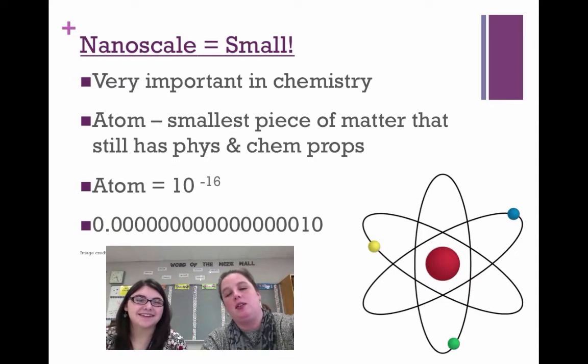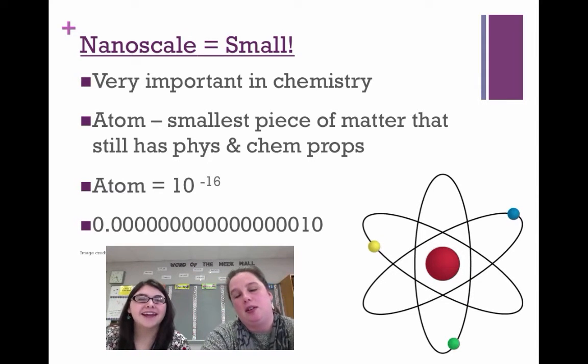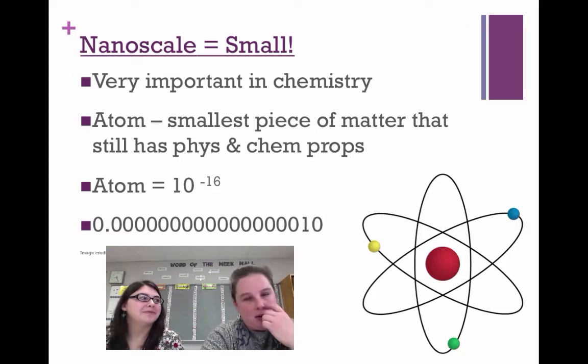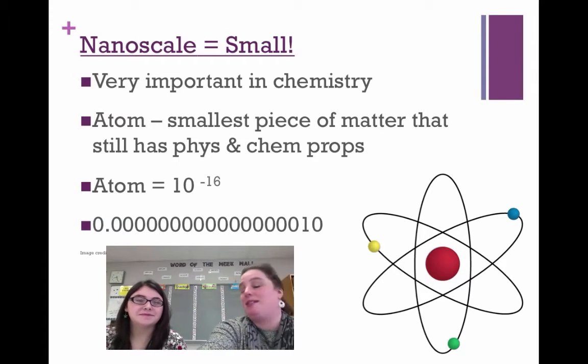And so can you say this for me? How would you say that? I would say 10 to the negative 16th power. Correct, and that is very small. Very, very small. It is that many zeros small.